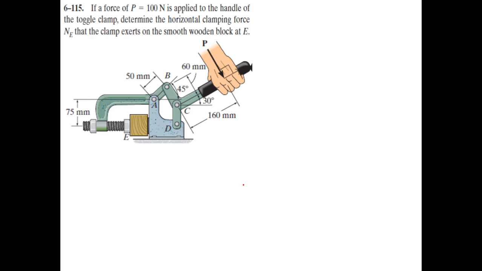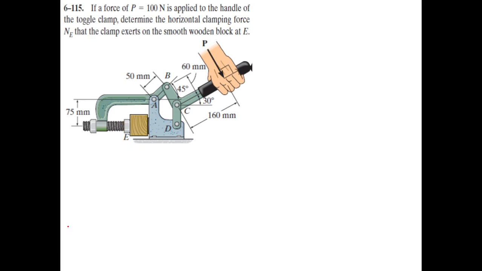This is problem number 6-115 of your textbook, and we are showing here a clamp, and we are exerting a force of 100 Newton on the clamp handle, and what we want to calculate is the clamping force at point E. Okay, so you can imagine that this clamp is exerting a clamping force, which is a compressive force at point E on this block, and so this block is going to exert an equal and opposite compressive force at point E, right?